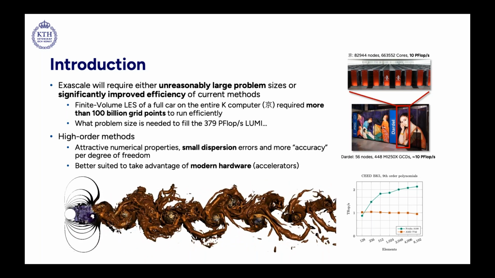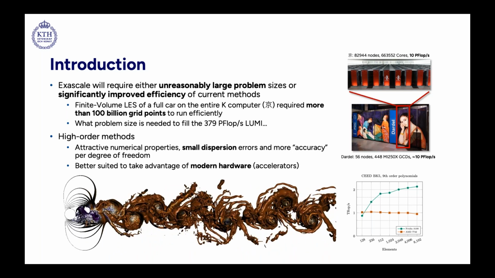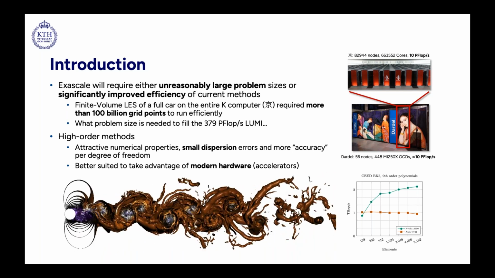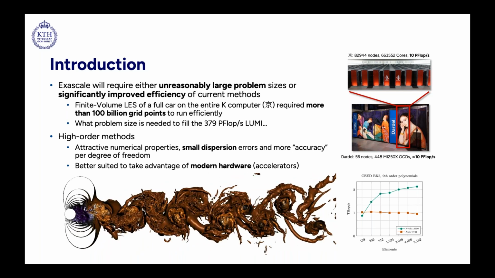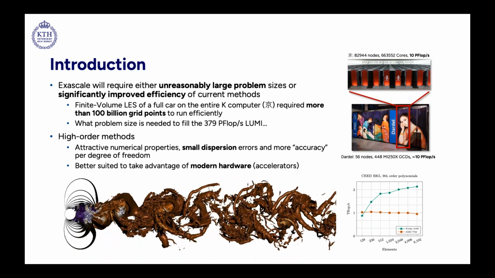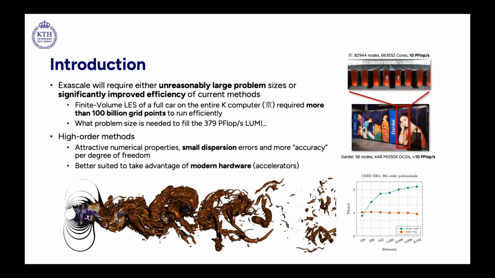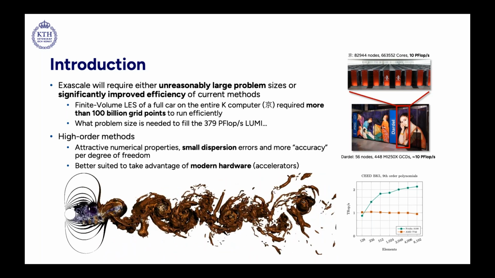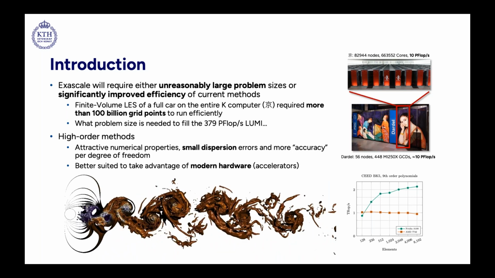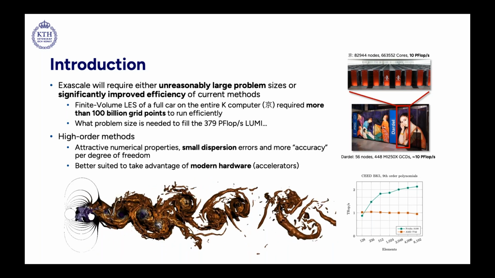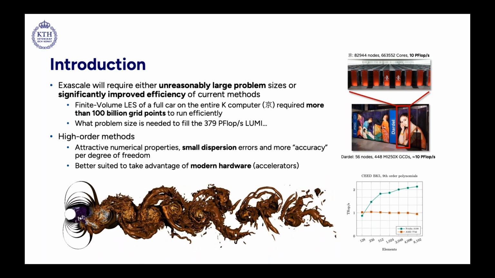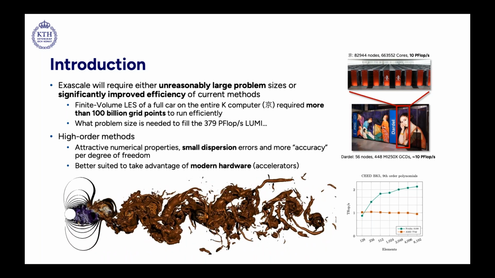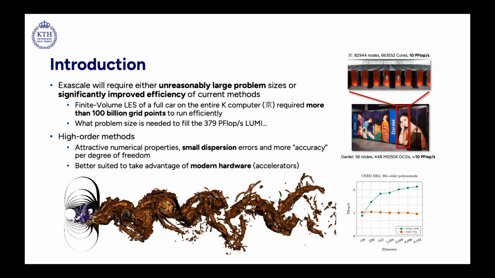Just to illustrate how bad this can be. Back in the day, I used to work at Riken. We ran on the K-Computer, the red machine up there to the right. So we filled the entire machine running one simulation for a finite volume LES of a full car. That needed around 100 billion grid points to run efficiently. So K-Computer was the fastest machine in the world, but it was only 10 petaflop, more than 500,000 cores.